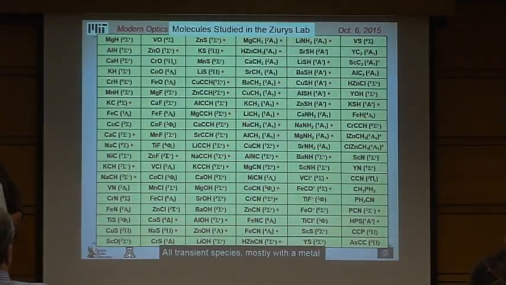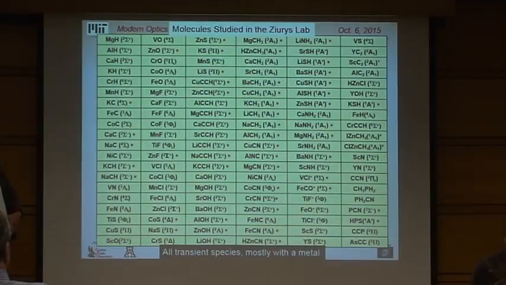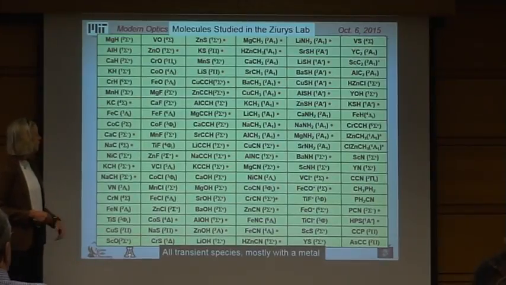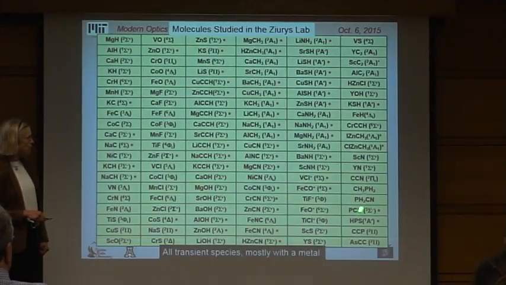So over the years, we were very interested in metal-containing molecules, and here's the list of everything we studied in the lab. The ones with this little red mark are the ones that were the first spectroscopic information ever on that molecule. And you can see that there are lots and lots of ones containing metals, a few phosphorus, and then some without a metal.